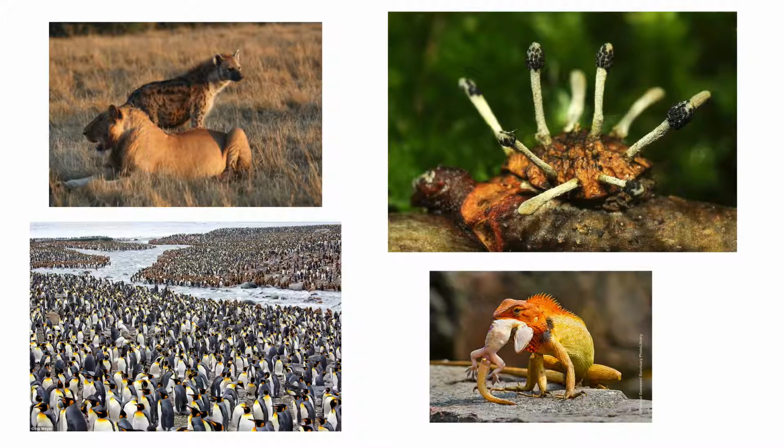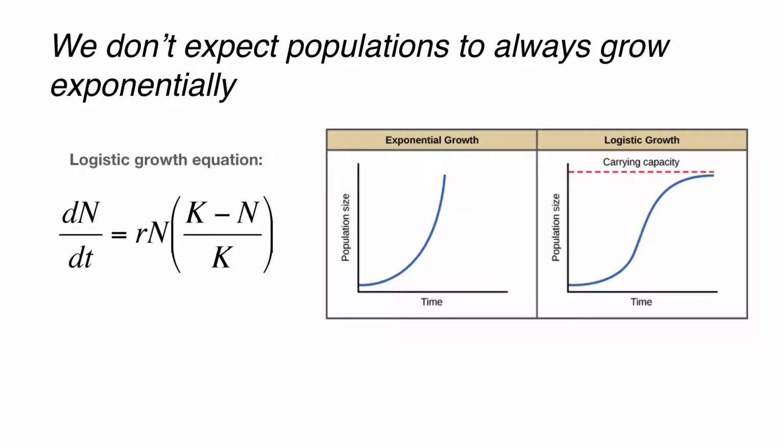Limited space or other resources can also limit population growth. We've got these penguins down there in the bottom left, which I'm hanging out with down in Antarctica right now. That limited space can keep populations from growing exponentially. And then also encountering new predators, or predators that are adapting to changes in your population, can drive growth rates down and increase death rates. So we don't always expect populations to grow exponentially.